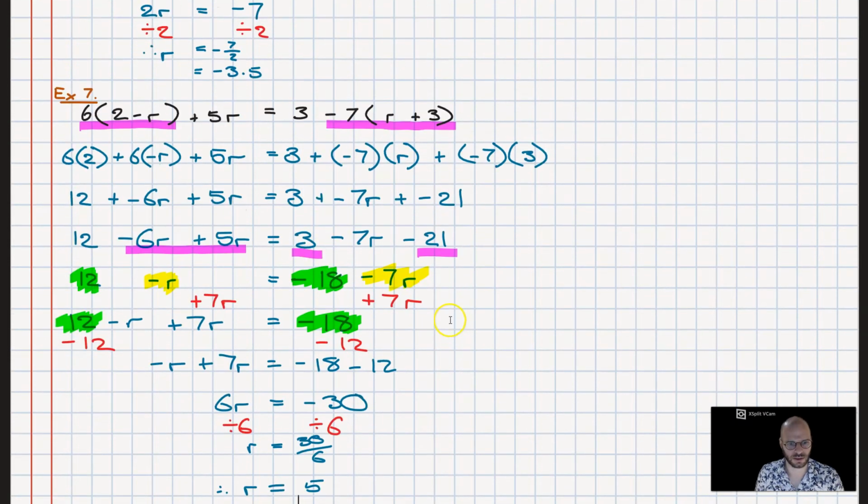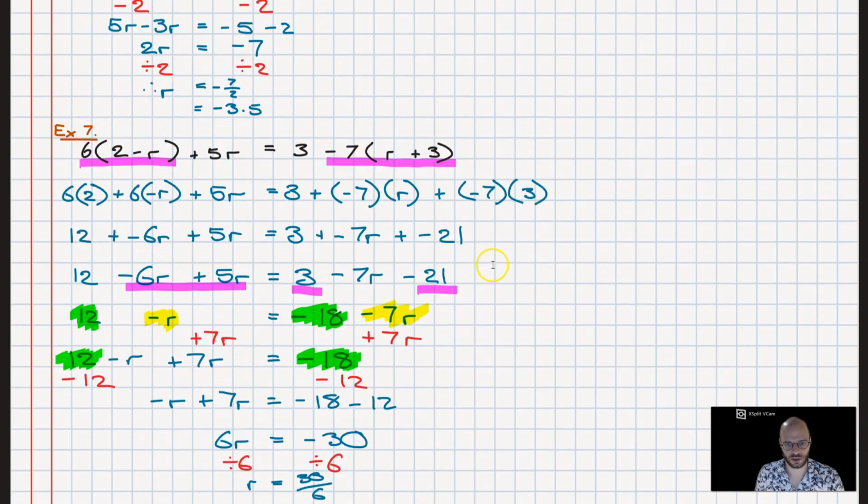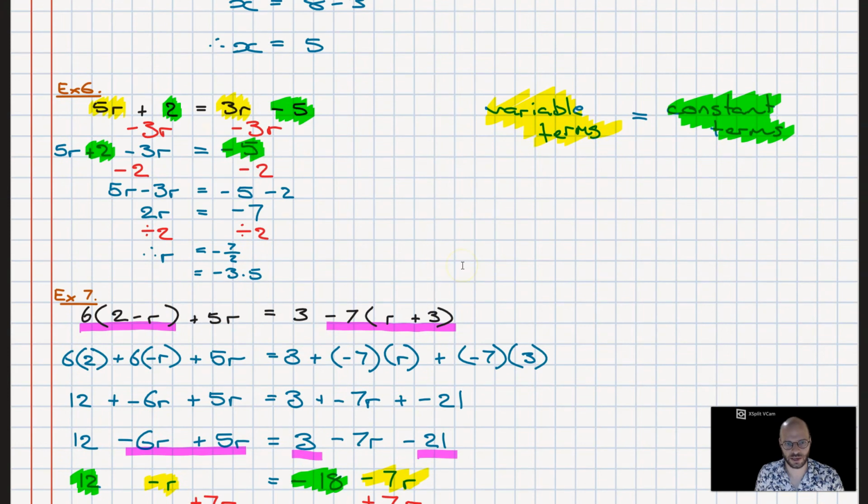Example 7 done. So this has been a video demonstrating how we go about solving linear equations where our variable is on either side of the equal sign.